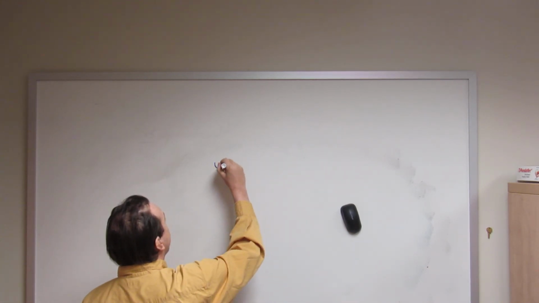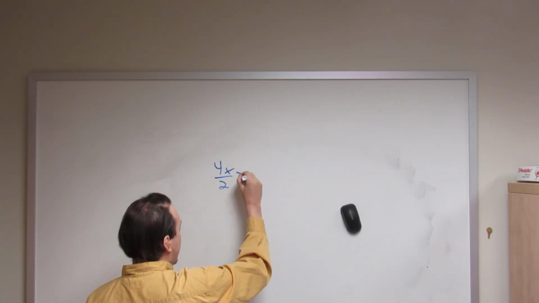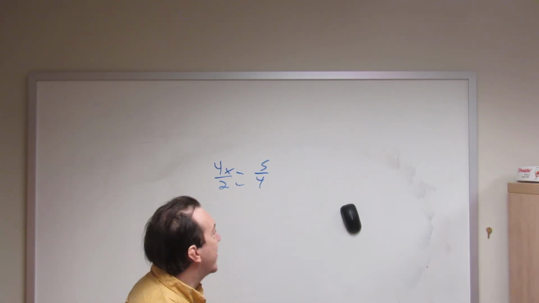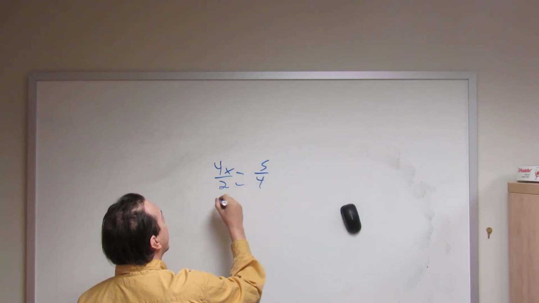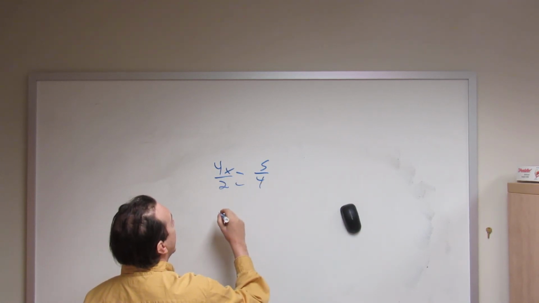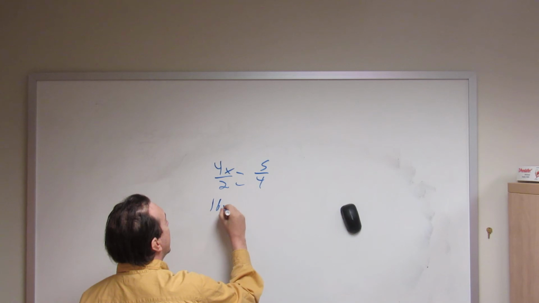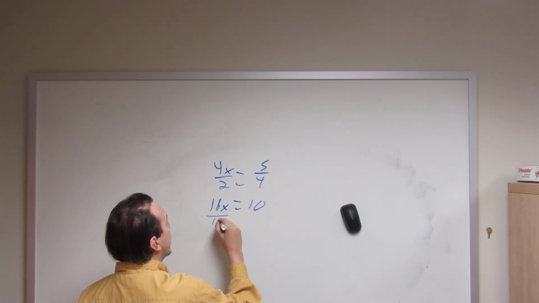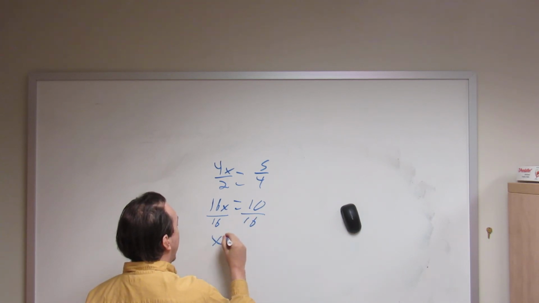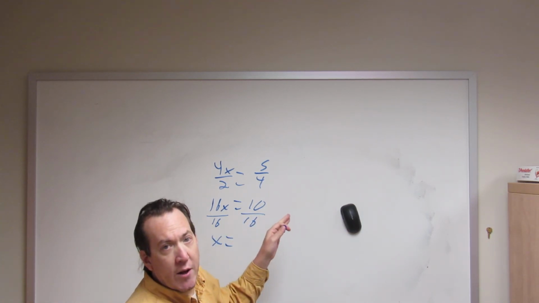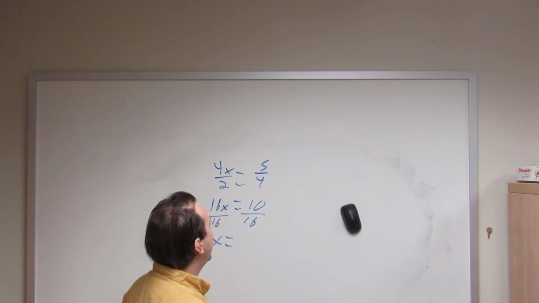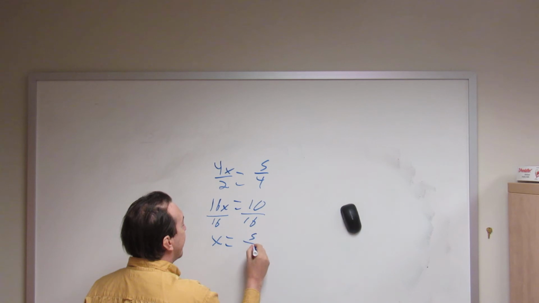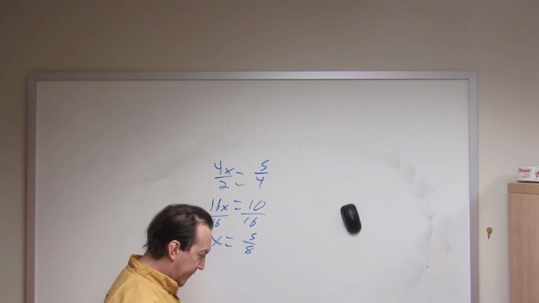Next, let's say we have 4x over 2 equals 5 over 4. We're going to do the same thing. 4x times 4 is 16x equals 2 times 5, which is 10. Divide both sides by 16. X equals, we could say 10 over 16, but we need to simplify it. We can divide both of these by 2, and we would get 5 over 8.